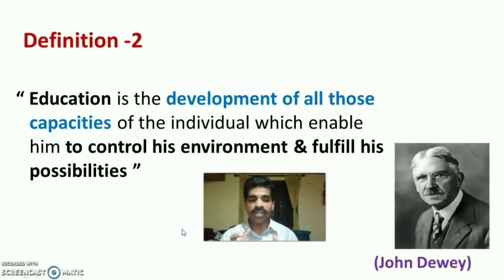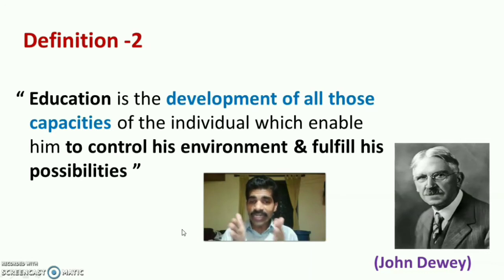The second definition is given by Dewey. According to Dewey, education is the development of all those capacities of the individual, the child, the scholar, which enable him to control his environment and fulfill his possibilities, fulfill his needs. So according to Dewey, education is the development of all those capacities of the individual which enable him to control his environment and fulfill his possibilities.